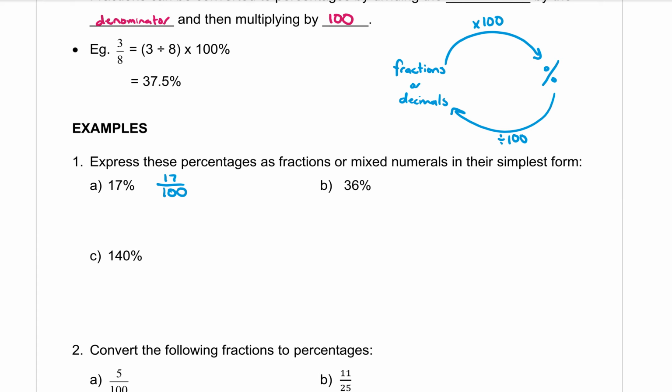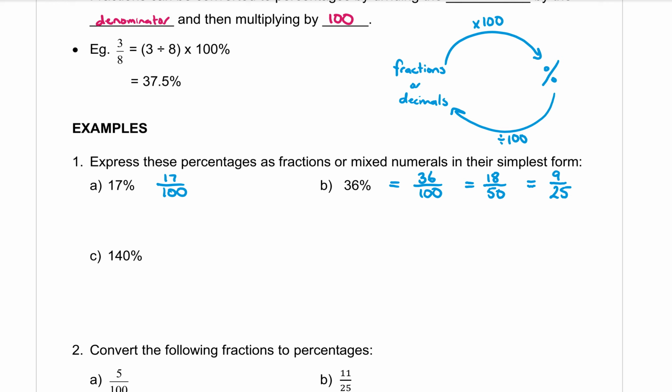For part B, 36%, so we need to divide that by 100, so 36 over 100, and then we just try to simplify. So 36, we look for the highest common factor. Sometimes you might not find the highest common factor straight away. So for example, I might look at that and just go, oh, I can divide by 2. 36 divided by 2 is 18, and 100 divided by 2 is 50. But then there's more simplifying that can be done. Both of those numbers can be divided by 2 as well. So 18 divided by 2 is 9, and 50 divided by 2 is 25. Okay, so 9 over 25 is the simplest fraction.